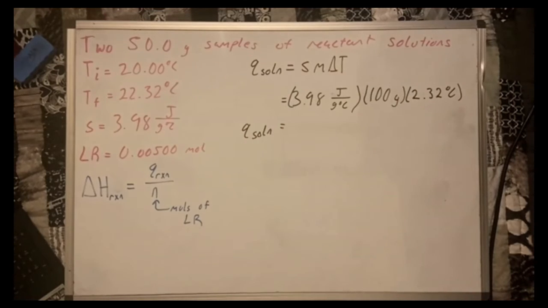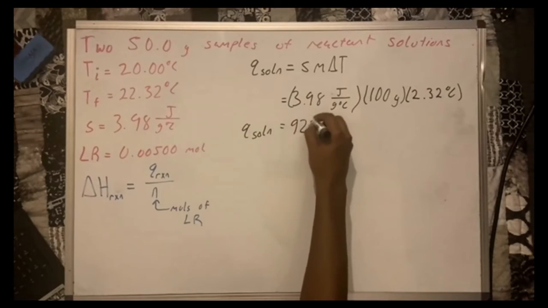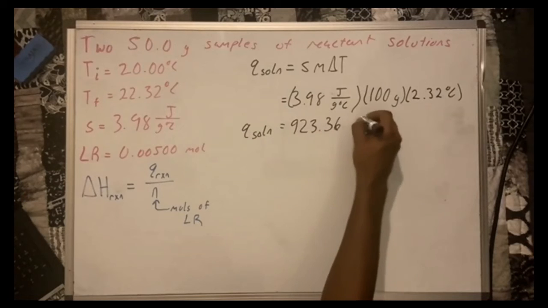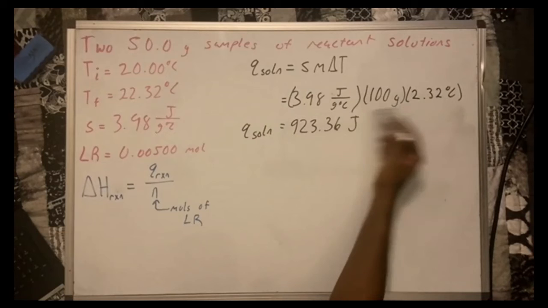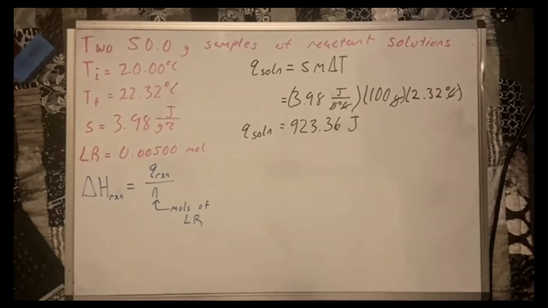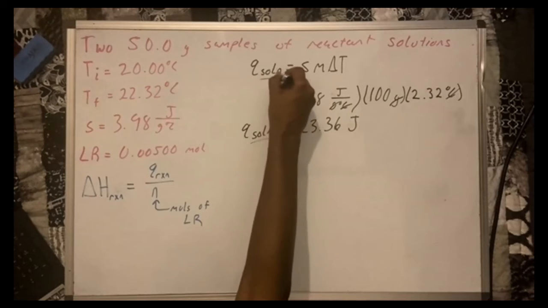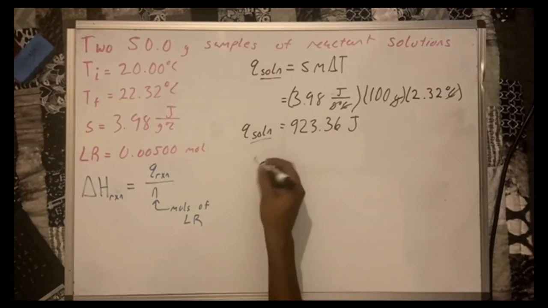So we can get the Q of the solution by just doing some math right here. Okay, so we get 923.36 joules, right? Grams goes away, Celsius goes away, so we're left with just joules. It's an important distinction here that I said Q of the solution, not the Q of the reaction. So again, go back and check.